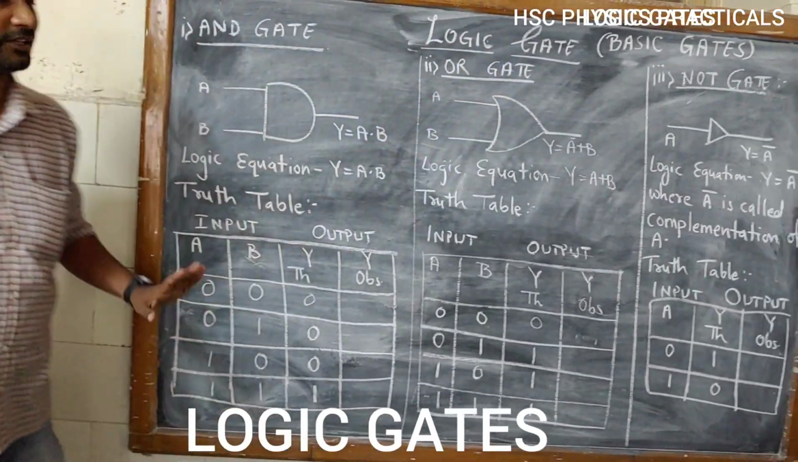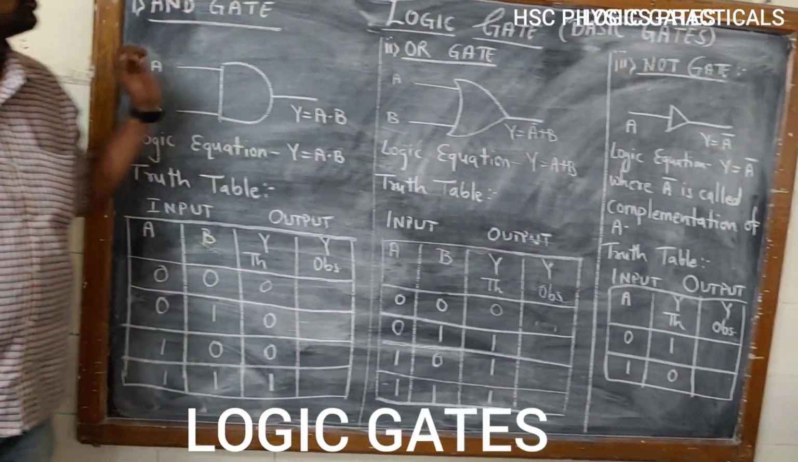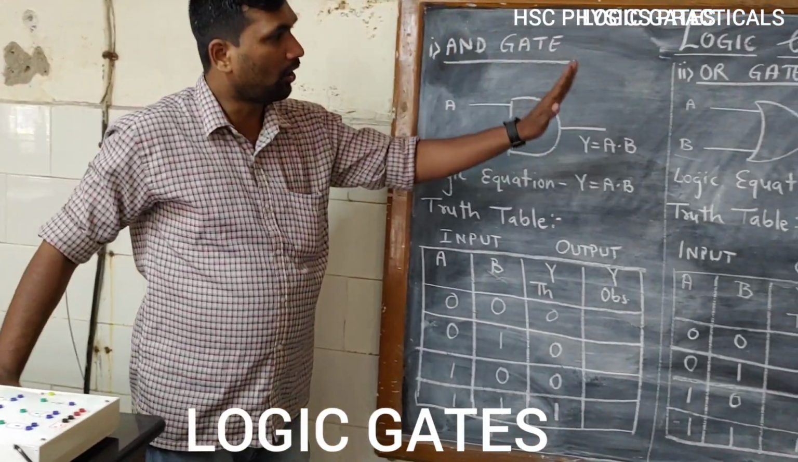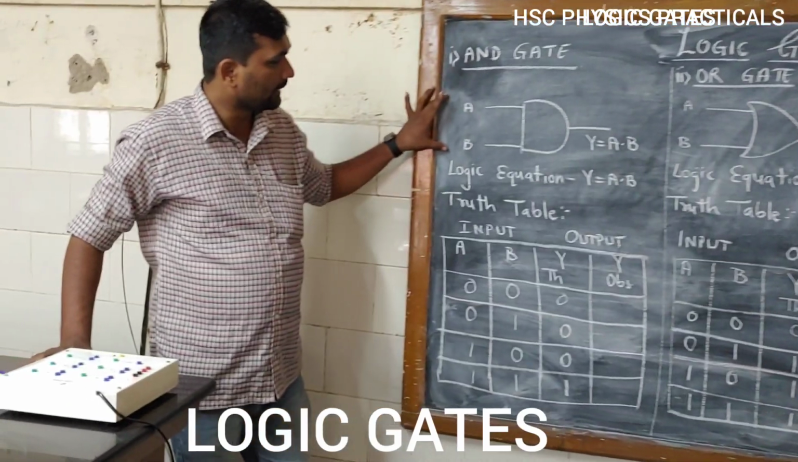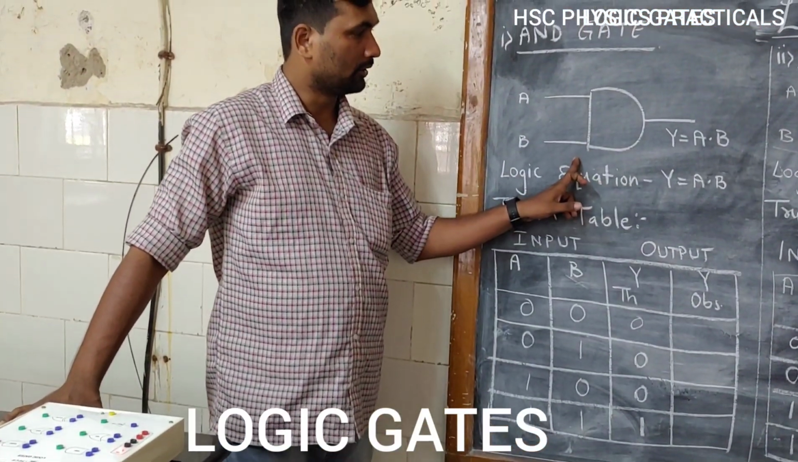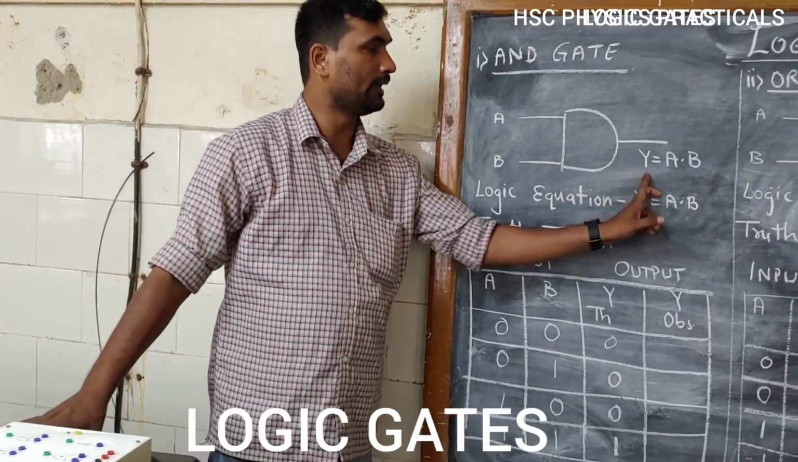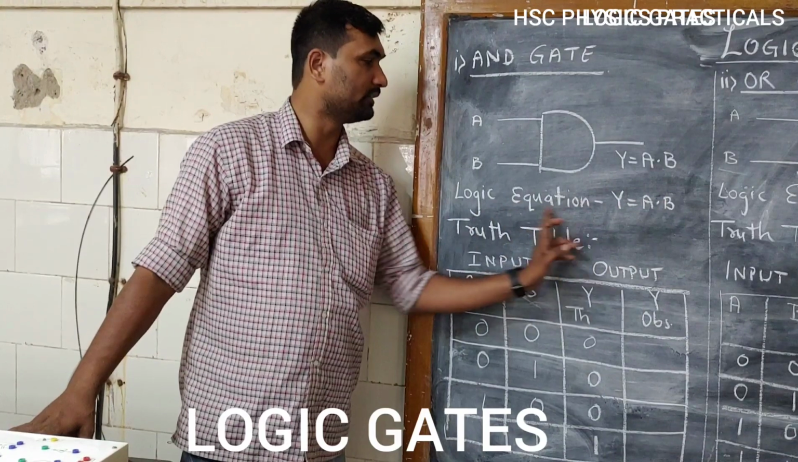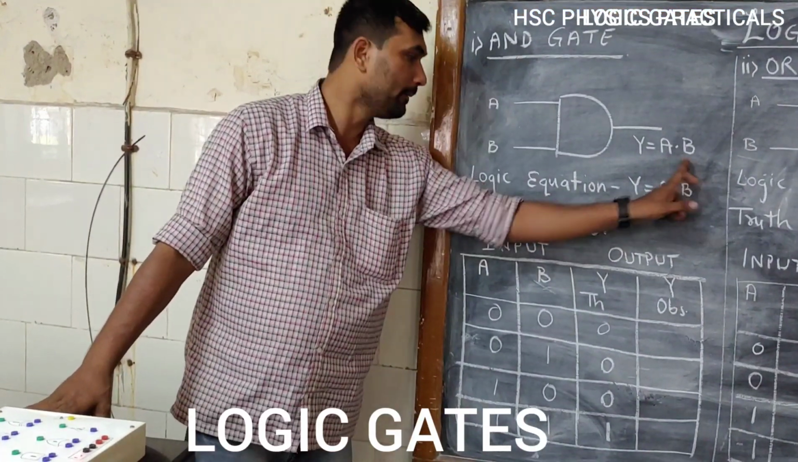There are 3 types of basic gates: AND gate, OR gate, and NOT gate. Coming with the AND gate, the AND gate's symbolic diagram is D type of diagram, in which 2 inputs are there, A and B, and Y is equal to A dot B. This is the logic equation, which is the output. A dot B means A multiplied by B.